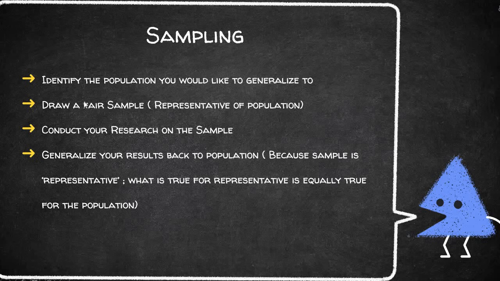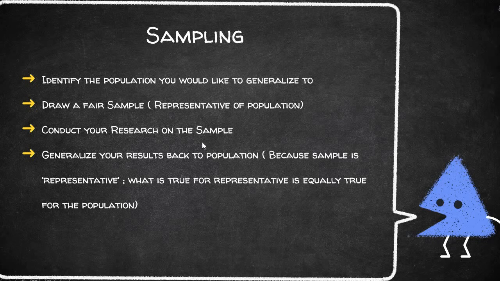So actually, talking in terms of process, you identify your population first. That is the first step. Then you draw a fair sample, representative of the population. The sample should reflect the characteristics of the population, by and large the same characteristics, and it should try to address the kind of diversity the population has. So the sample has to be a real representative of the population.